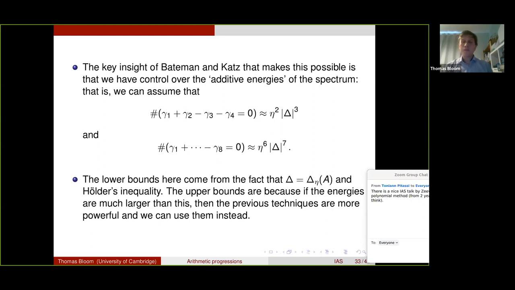So the idea... Can I interrupt you for a second? Yeah. Sorry, I was following you until now. So could you say a word about what the additive energies are? Yeah. They're precisely what I've written down here. Again, this will come up properly in the second half of the talk. Okay, that's fine then. Yeah, but I can wait. The quantities on the two left-hand sides here are additive energies. So they're just counting the number of solutions to these linear equations.